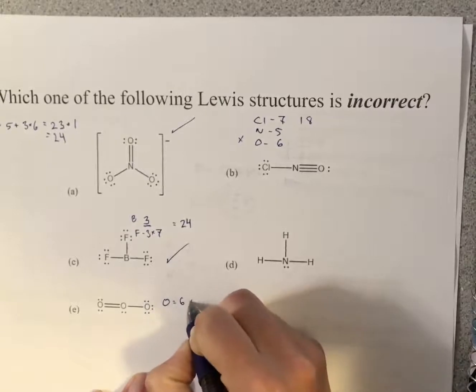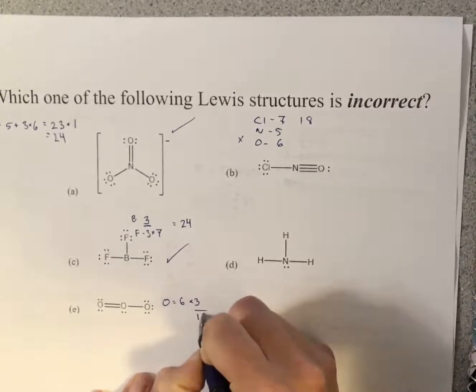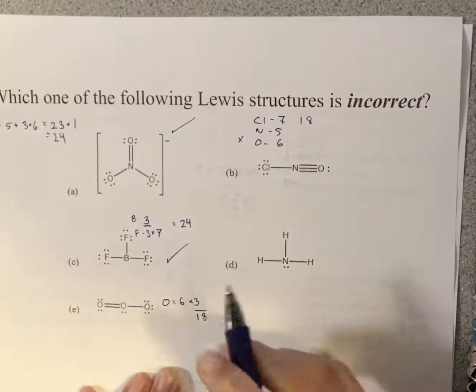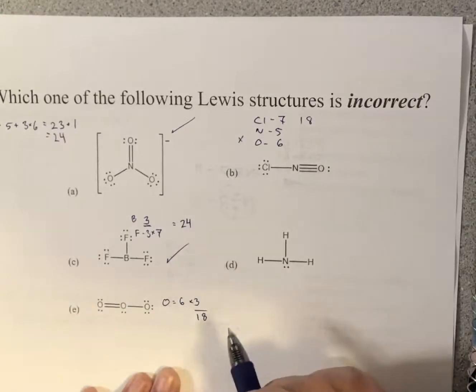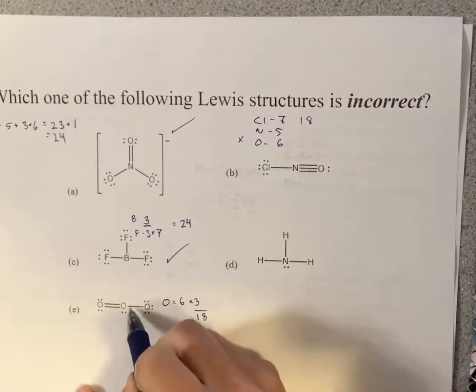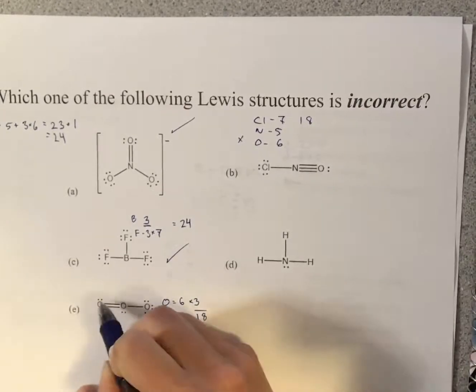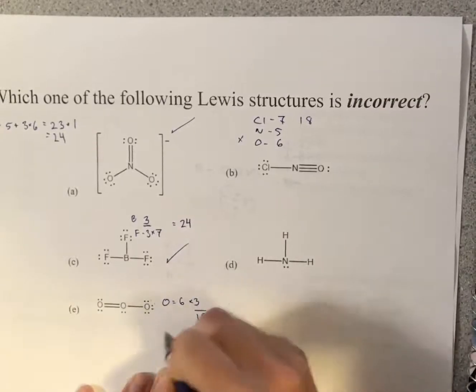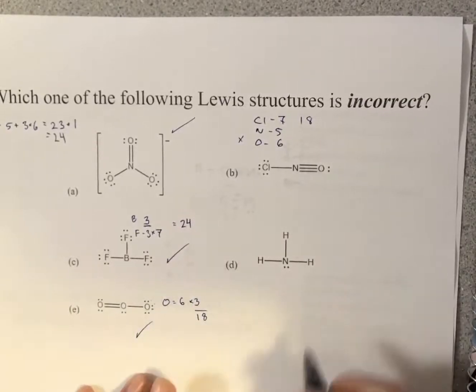Oxygen has 6, and then there's 3 of them. So we need to find 18 valence electrons. I'm sorry, I'm going to rush through this, but I think you get the point at this point. 1, 2, 3, 4, 5, 6, 7, 8, 9, 10, 11, 12, 13, 14, 15, 16, 17, 18. So that's enough electrons, and that's correct.